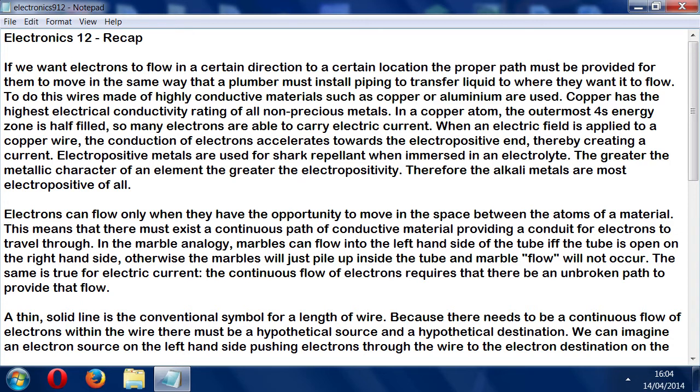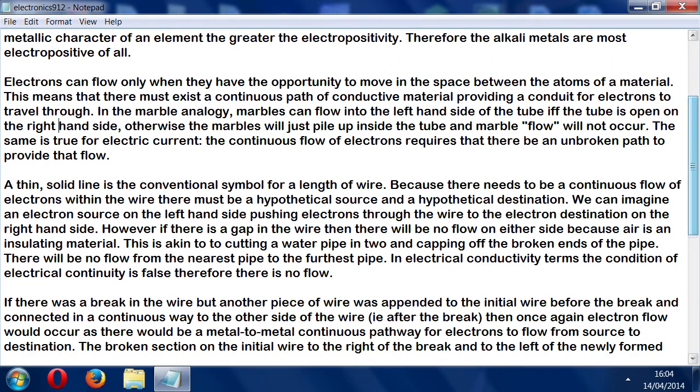The same is true for electric current. Continuous flow of electrons requires an unbroken path to provide that flow. So you need that unbroken path. Otherwise, the flow is not going to occur. There is something a bit funny though about what's going to happen next.